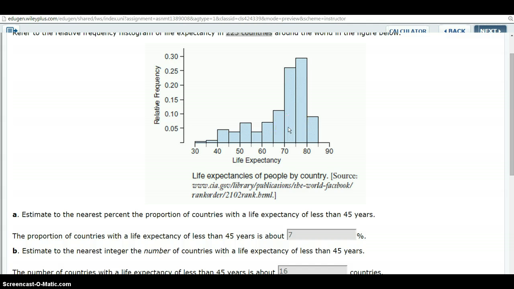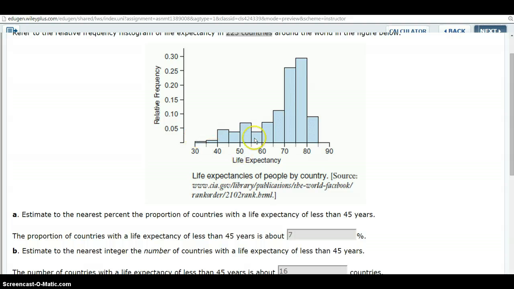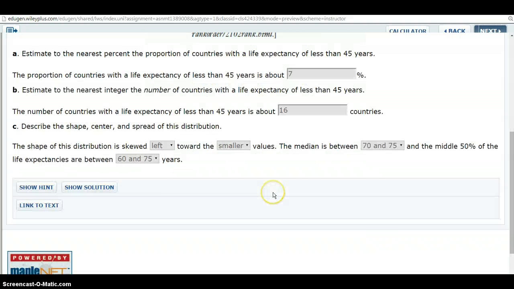And this is something that I've never been real happy about, how the name was chosen. But when we're talking about skew, we're talking about where is the longer tail. And so we can see that it's to the left here. So we would say that this data set is skewed left. This distribution is skewed left towards the smaller values. These are the smaller life expectancies.